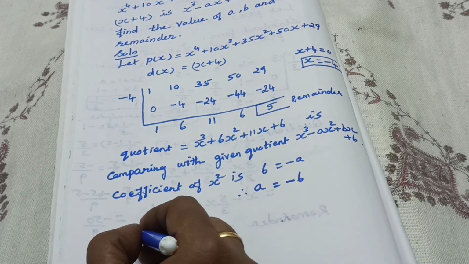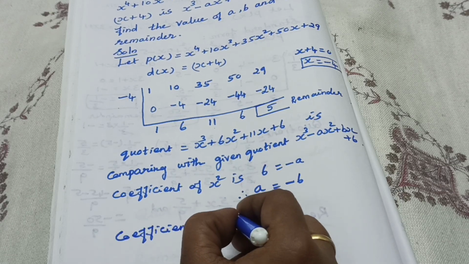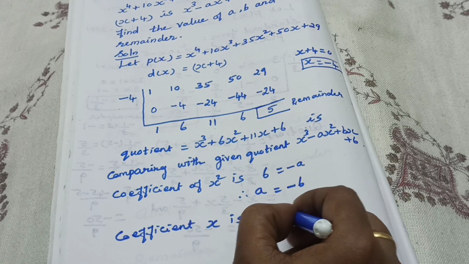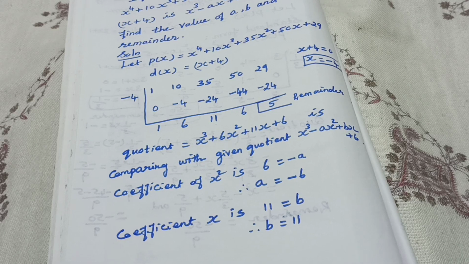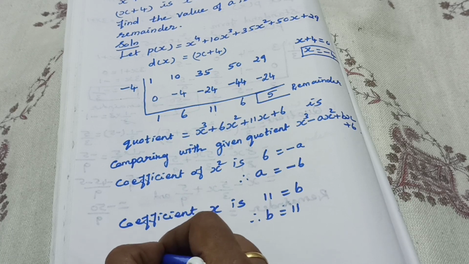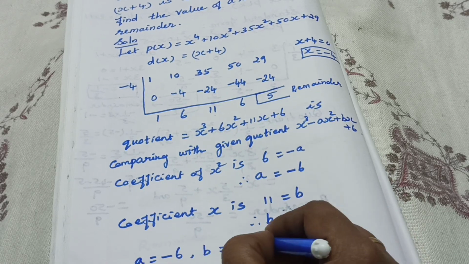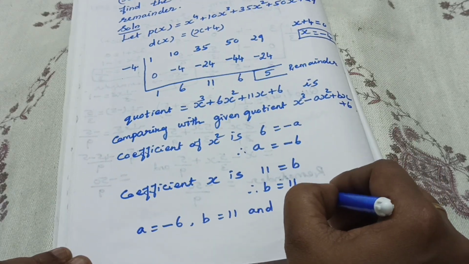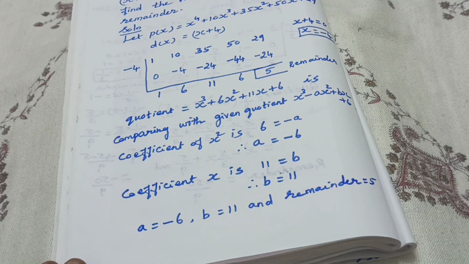Like that, the coefficient of x. What's the coefficient of x? 11 here, and here b. 11 is equal to b. Therefore b is equal to 11. Therefore what's the answer we can write? Thus a is equal to minus 6, b is equal to 11, and the remainder is equal to 5. This is the answer. These are the answers we got.